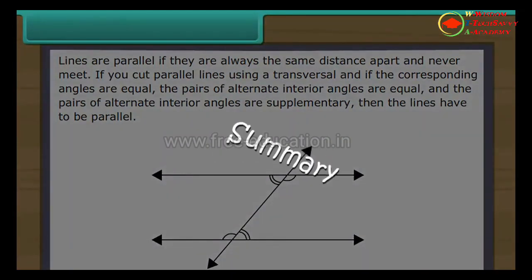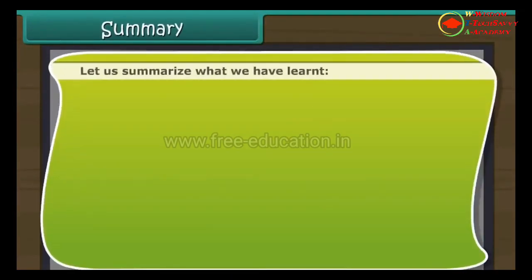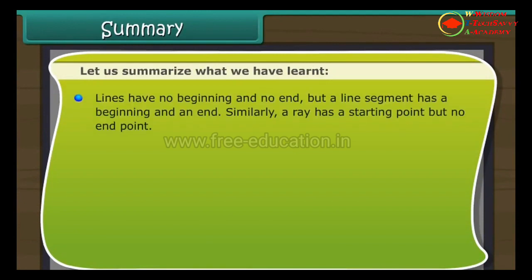Summary. Let us summarize what we have learnt. A line has no beginning and no end, but a line segment has a beginning and an end. Similarly, a ray has a starting point but no end. An angle is created with two rays having the same starting point.